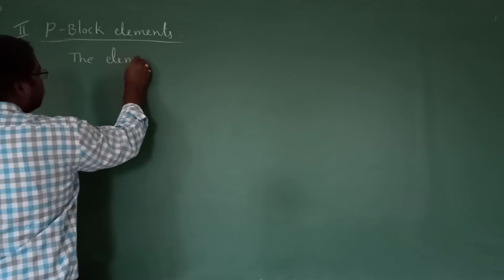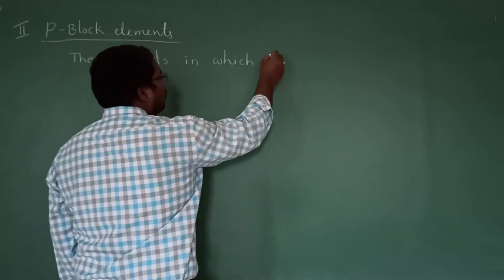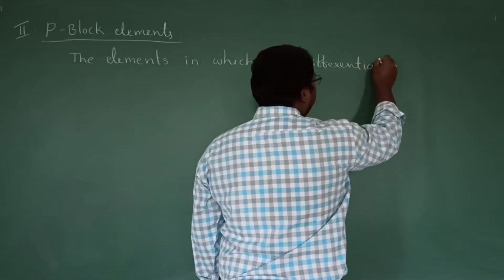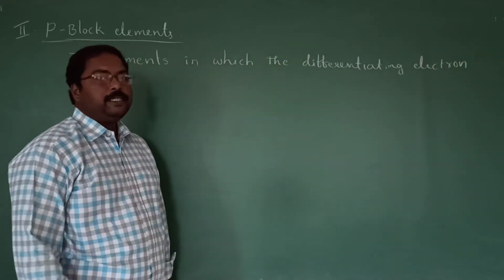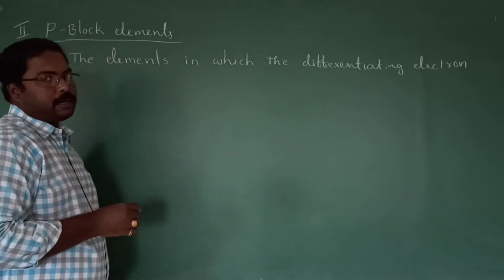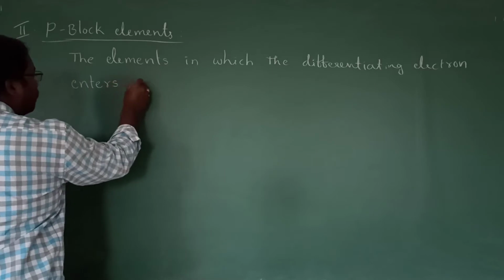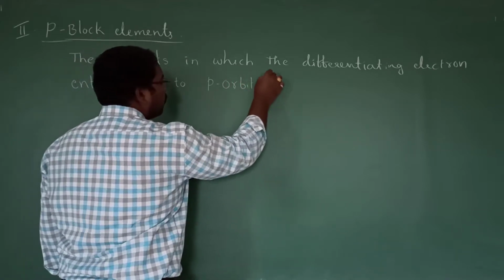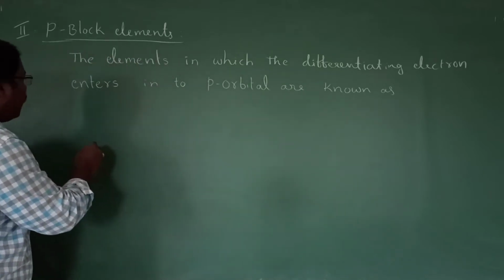The elements in which the differentiating electron, that is, the last electron entering into the element, enters into the P orbital are known as P block elements.